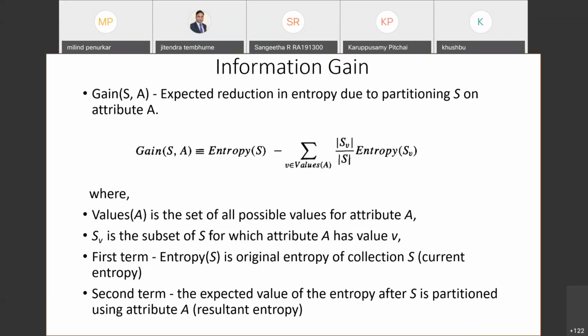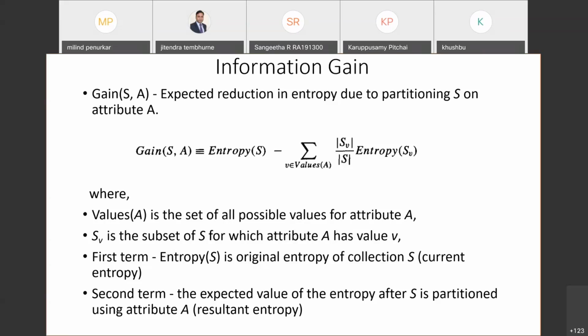is equal to Entropy(S). You calculate the entropy by considering all the training instances, minus the summation over v in Values(A). A will have two values, probably, if I consider Boolean classification, yes or no, of |Sv| divided by |S|, the number of values within Sv after partitioning divided by the total number of values in the training instance, into Entropy(Sv).